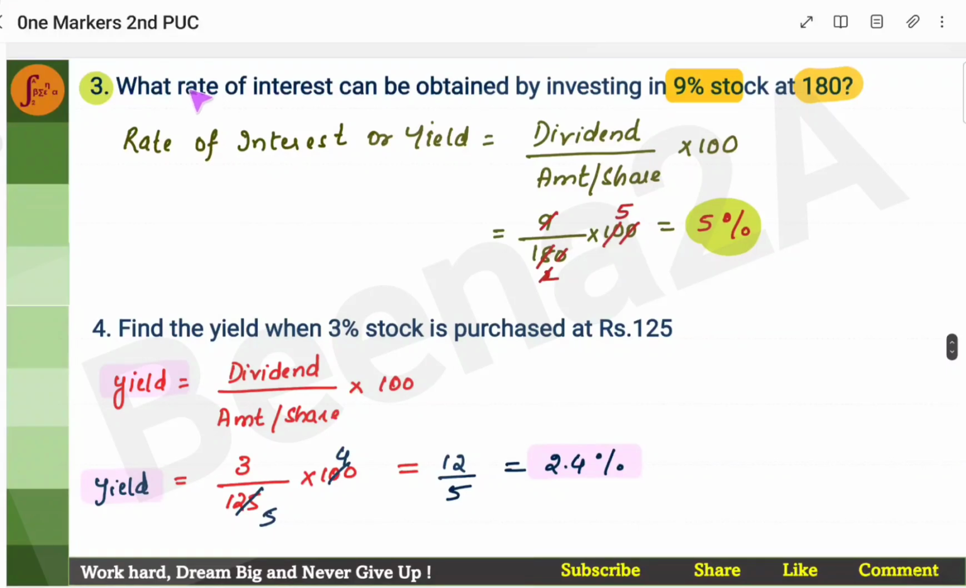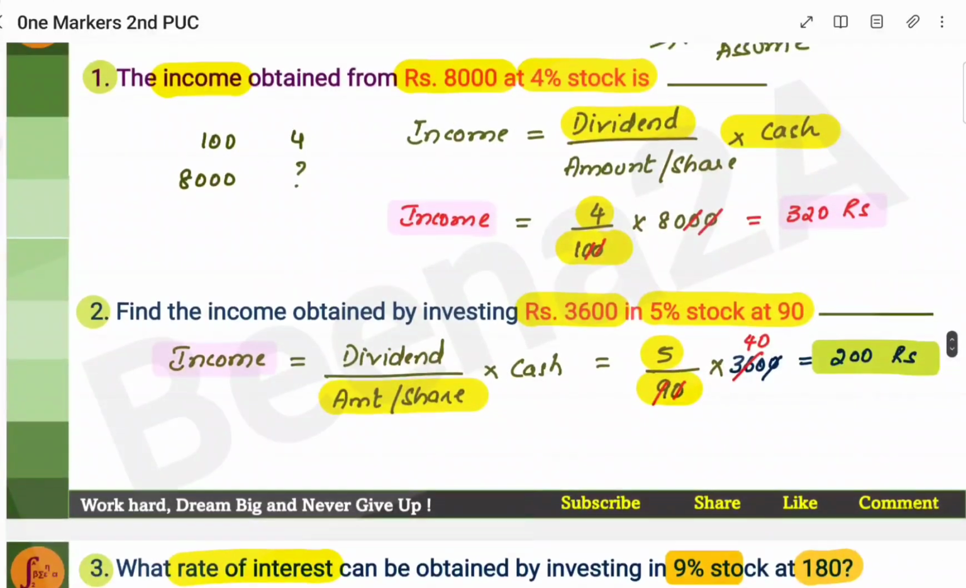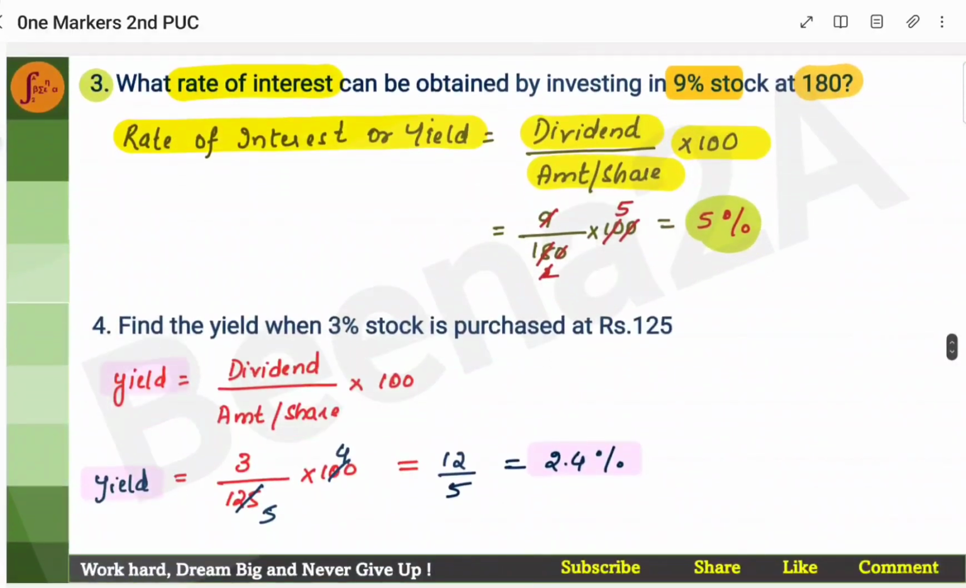Now, a similar problem. What rate of interest can be obtained by investing in 9% stock at 180 rupees? Rate of interest means yield. What is the formula for yield? Dividend by amount per share into 100. See the difference between income and yield: income is for the amount you have invested. You've invested 3,600, how much money you are getting. But in yield, what percent you are getting? That is yield, for a 100 rupees investment.